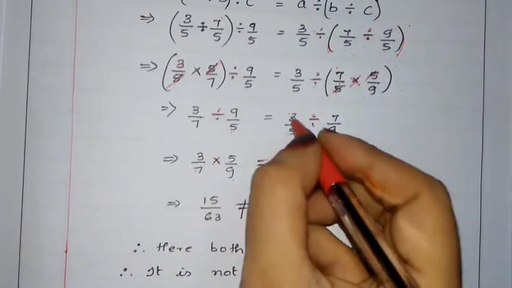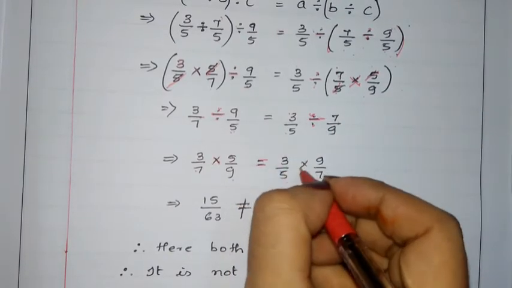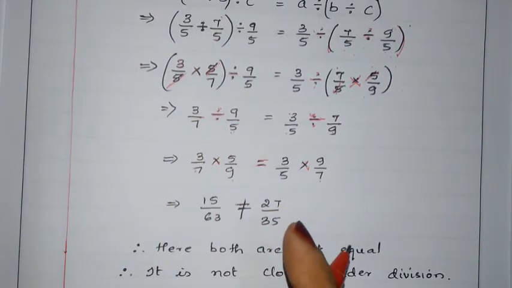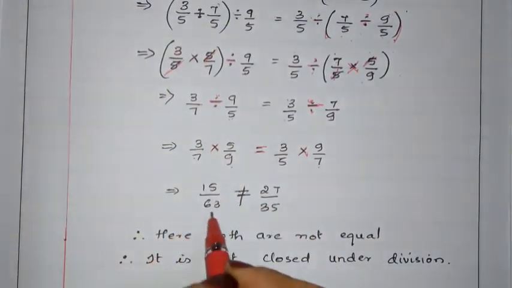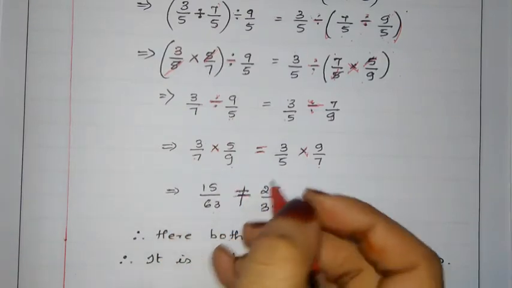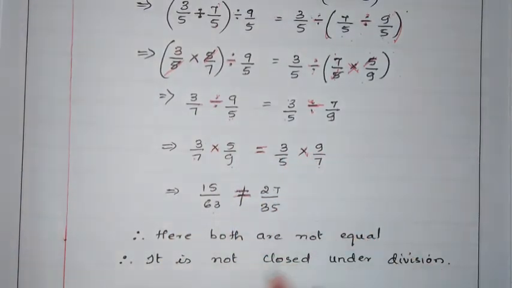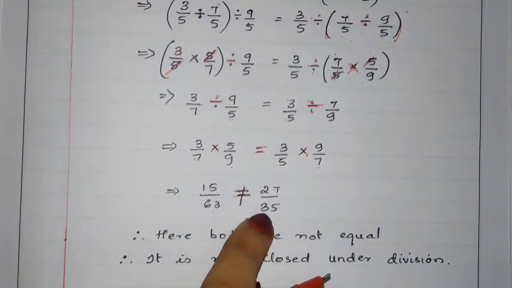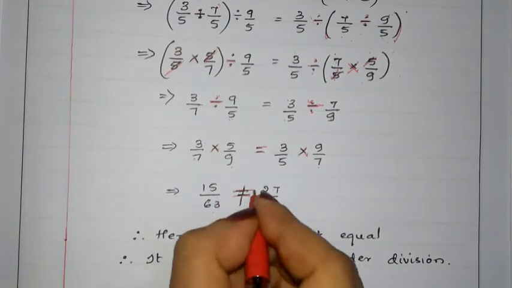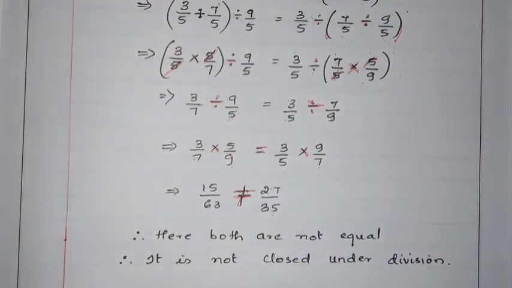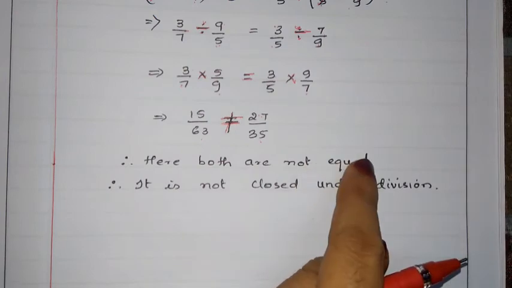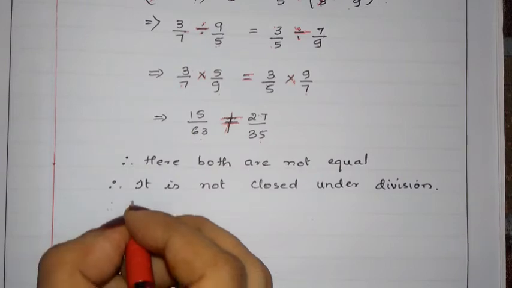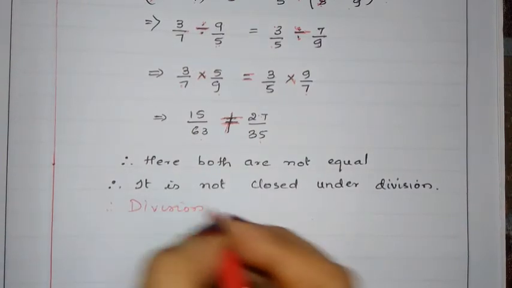Same thing here, equals 3 by 5 as it is. Divide sign becomes multiply. 7 by 9 becomes 9 by 7. So we cannot cancel anything. So 5 3s are 15, 7 9s are 63, equals 9 3s are 27, 7 5s are 35. Is 15 by 63 equal to 27 by 35? No. 15 by 63 is not equal to 27 by 35. Therefore, here both are not equal and it is not closed under division. Therefore, division is not associative.